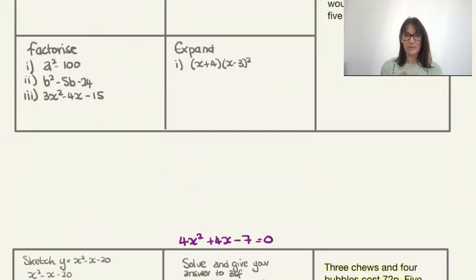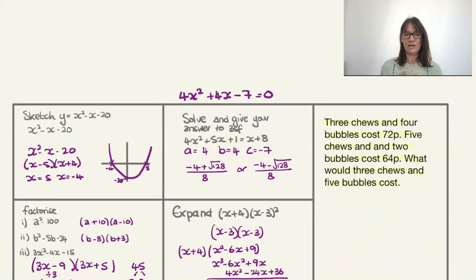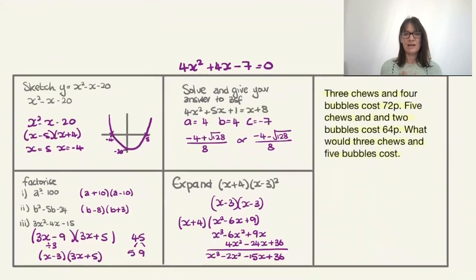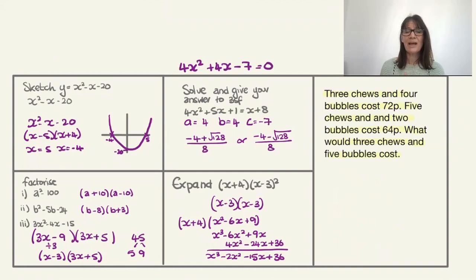Okay, so there are your answers. Now you can see that I have highlighted the worded simultaneous equation. Hopefully you've had a good go at that. I'm just going to talk us through that one. Hit pause, check everything else, and then hit play, and we'll go through the chews and bubbles question.